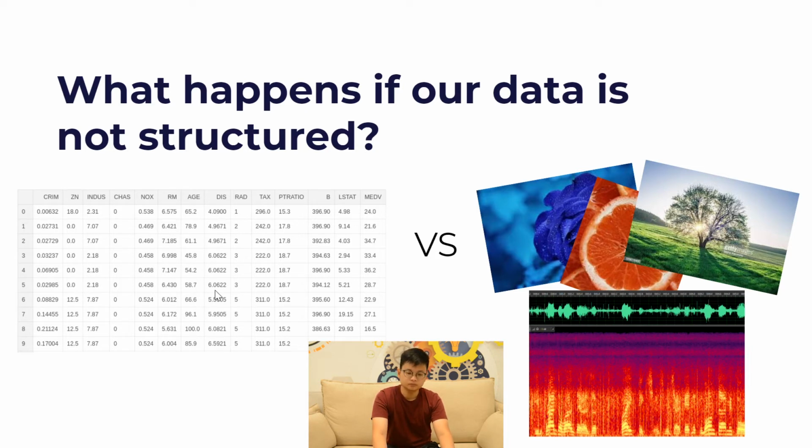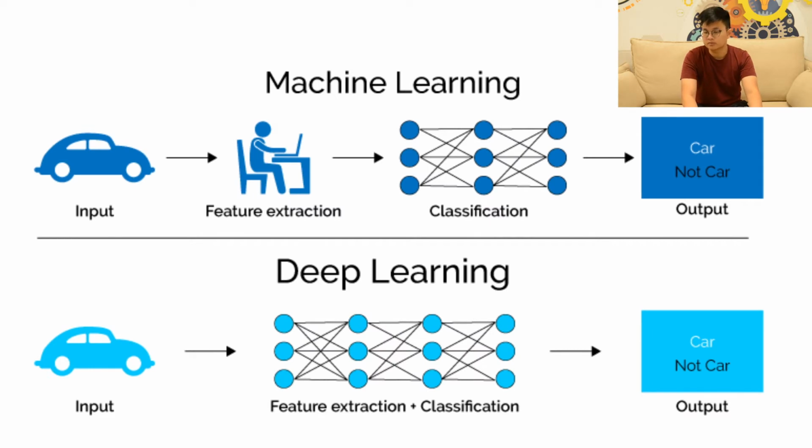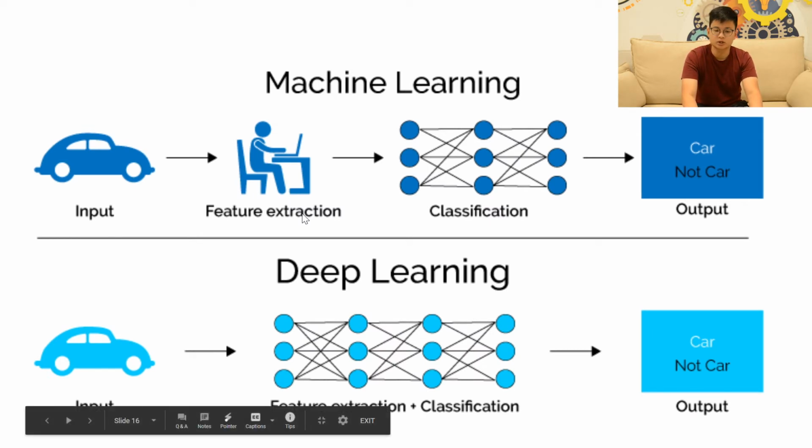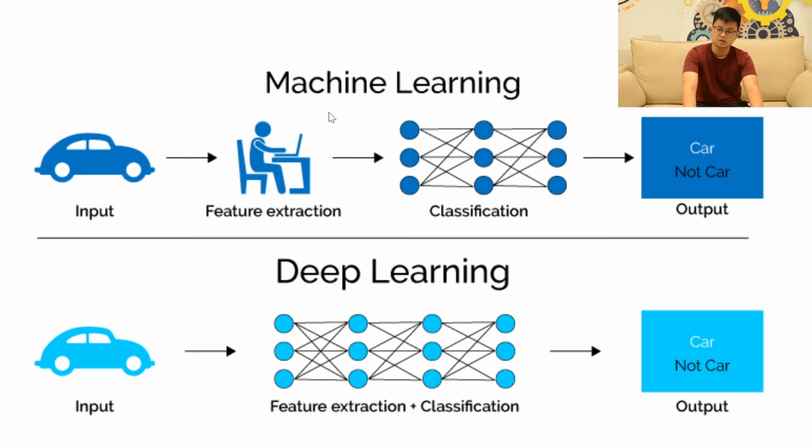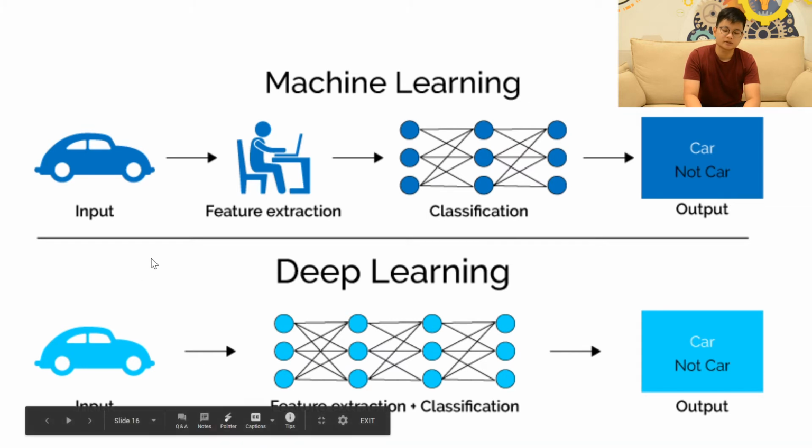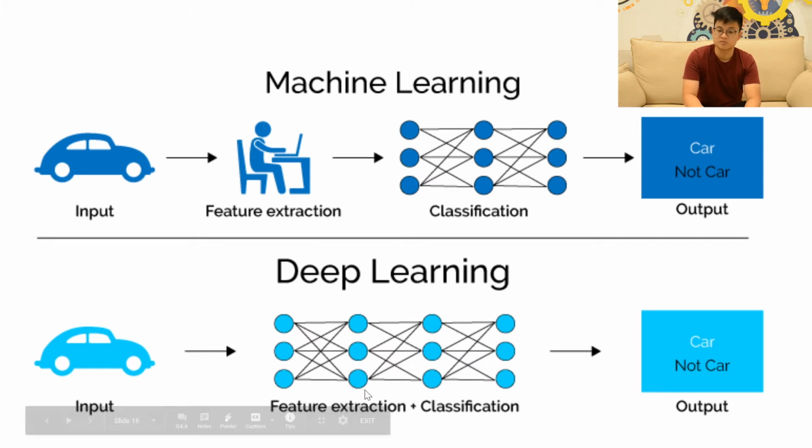So that is where deep learning comes into play. With traditional machine learning algorithms, you do feature extraction, and you classify, and then boom, you have the output, which is the car or not car. So you have an image of a car, then you extract the features and classify them using a learning algorithm, then output whether it's a car or not. But for deep learning algorithms, you skip the feature extraction part because of the powerful feature extraction model that is embedded within the learning algorithm.